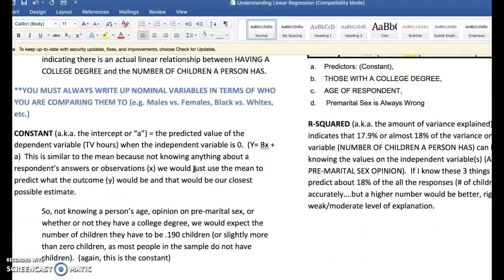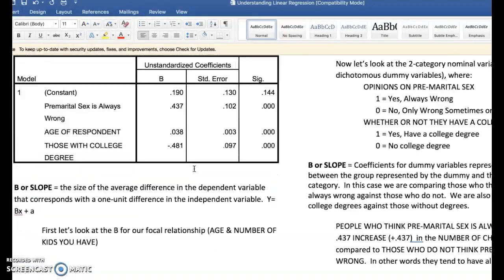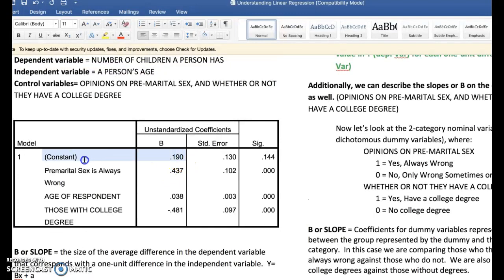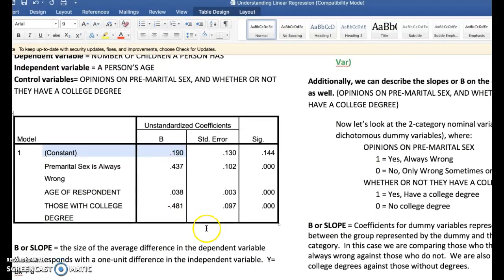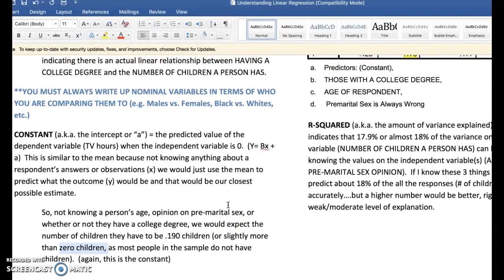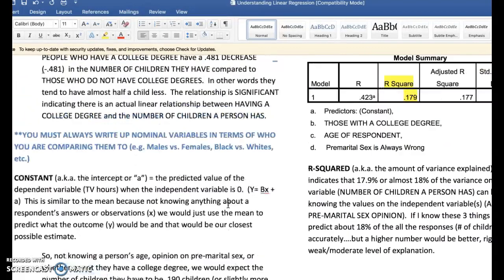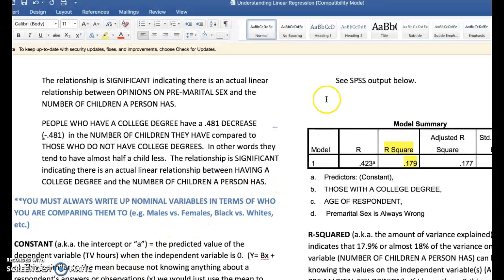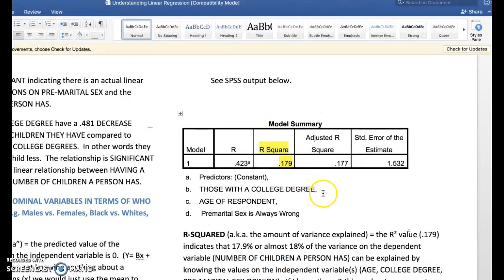Okay? The constant, that's back up here. So we had a little constant, or this is our y-intercept, 0.190. That means, not knowing anything about you, we'd expect you to have 0.19 children or slightly more than 0 children. Again, we don't like to think about portions of a child, but when you're doing statistics, you'll get those kinds of proportions.